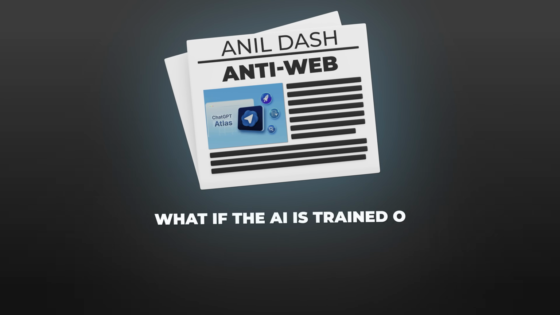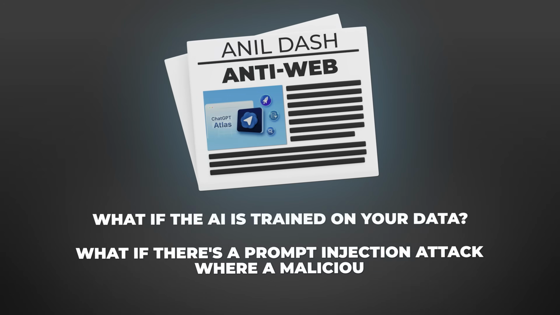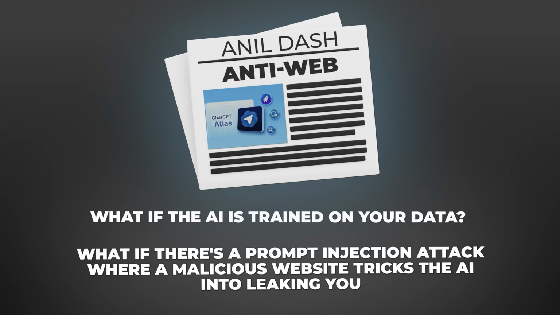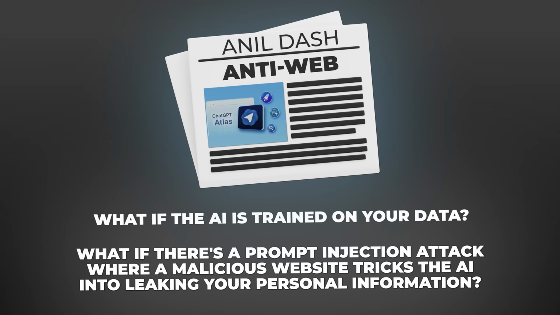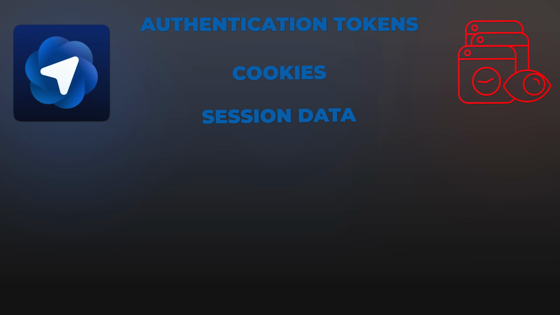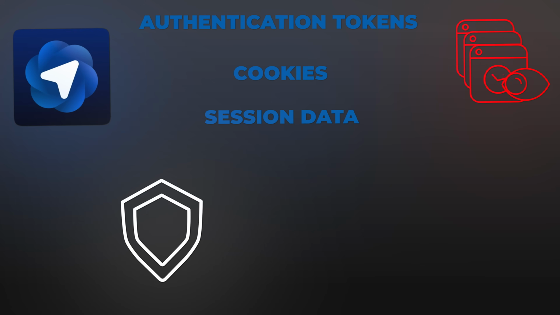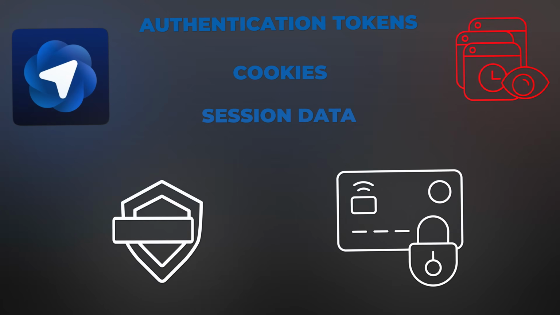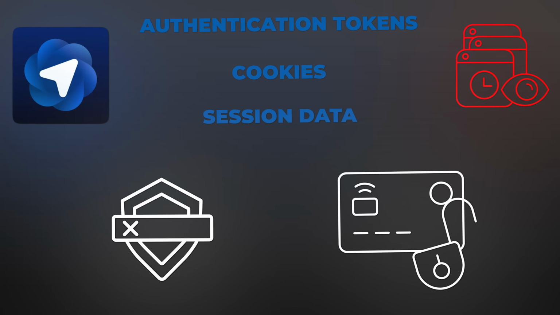What if the AI is trained on your data? What if there's a prompt injection attack where a malicious website tricks the AI into leaking your personal information? OpenAI hasn't addressed these concerns in detail, and he's not alone. Security researchers have raised questions about how Atlas handles authentication tokens, cookies, and session data. If the AI can see everything you do, can it also see your passwords when you type them, your credit card numbers? OpenAI says no, they claim sensitive data is filtered out. But the documentation is vague.